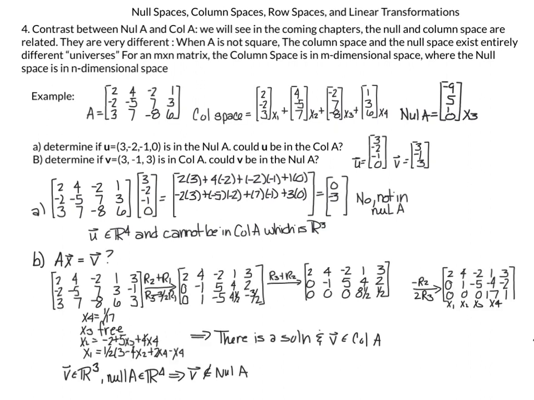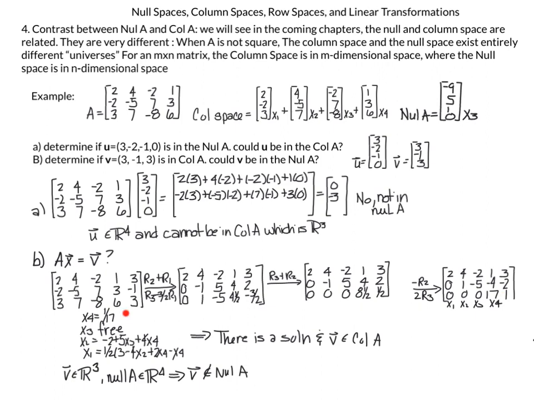Our next question: determine if v is in the column space of A. So in other words, is v a linear combination of the column vectors of A? And if it is, let's go ahead and find it. So we need the augmented matrix. Here's A and here's v. I row reduce until I get this solution here.